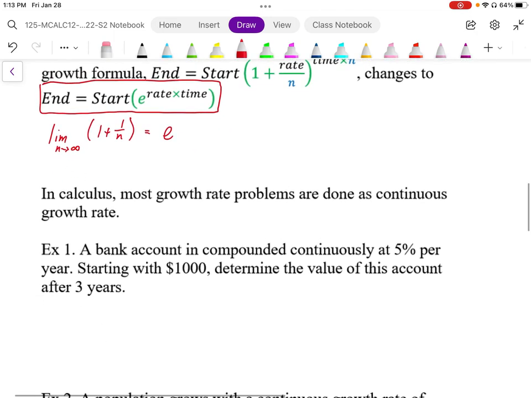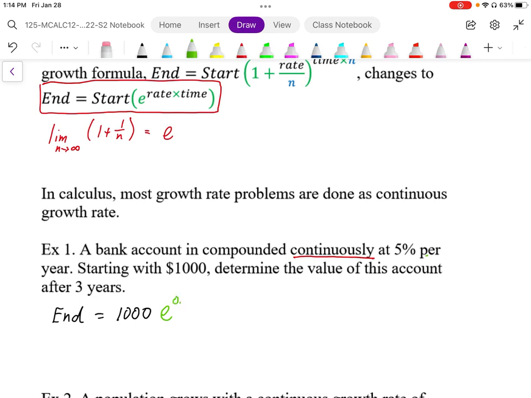So how do we use this formula? A bank account is compounded continuously. So when we see this, we can use this formula. Okay, so basically we are trying to find the end amount. The starting value is $1,000. So this is where we use the e. It's 5% per year, compounded continuously.